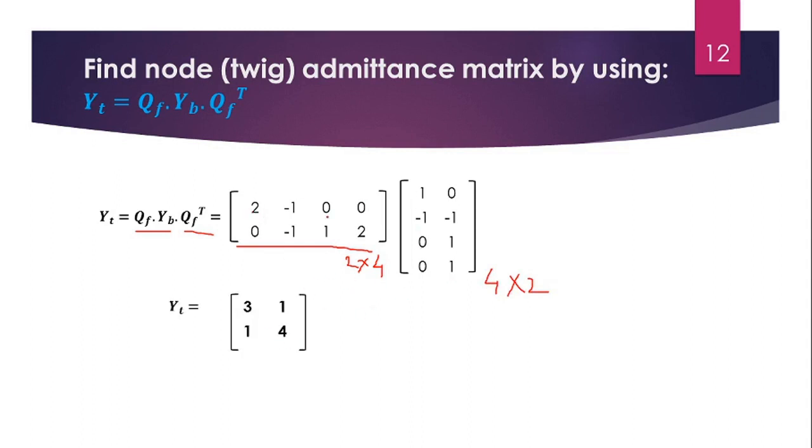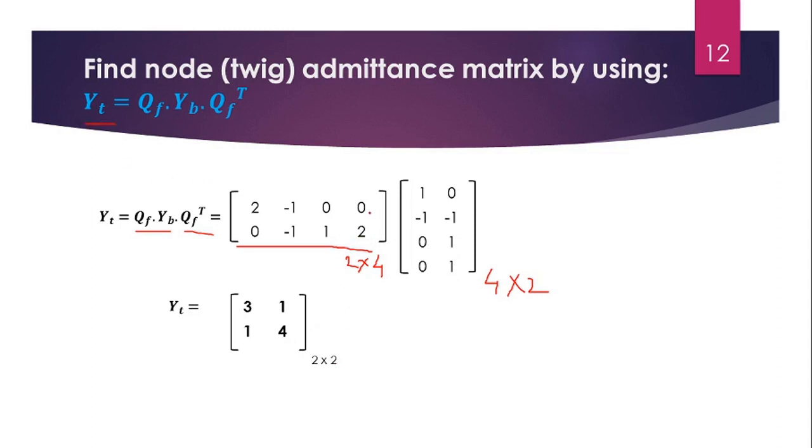So 2 into 1 minus 1 into 1, that is 2 plus 1 is 3. 2 into 0 minus 1 into 1, so that is 1. Remaining is 0 0 into 1, 0 minus 1 into 1, 1, and here 0 into 0 minus 1 into -1 plus 1 into 1 plus 1, that is 1 plus 1, 2, 2 into 1 is 2, so 2 plus 2, that is 4, and the size is 2 by 2. So here we find Yt.